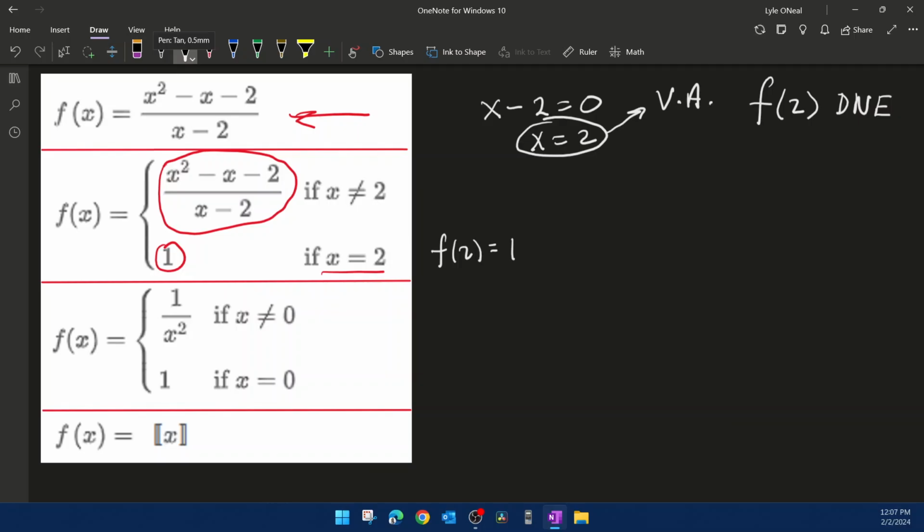The next thing we need to consider is, does the limit of this function exist as x approaches 2? We could care less that the rational function up top doesn't exist at 2, because the limit doesn't care about what happens when you get to 2. It only cares about what happens as you approach 2 from both sides. So next we're going to look at the limit as x approaches 2 of f of x.